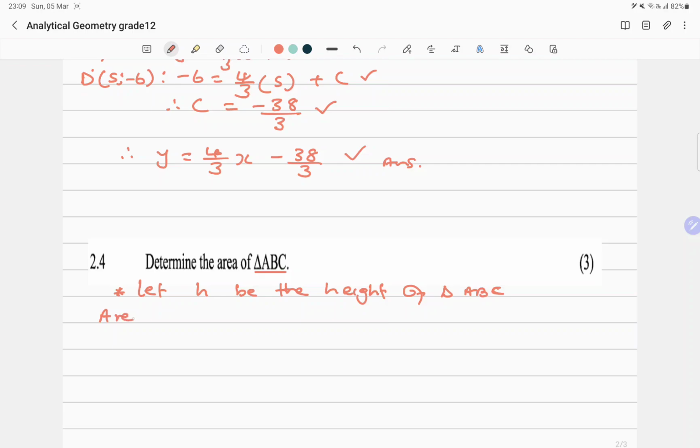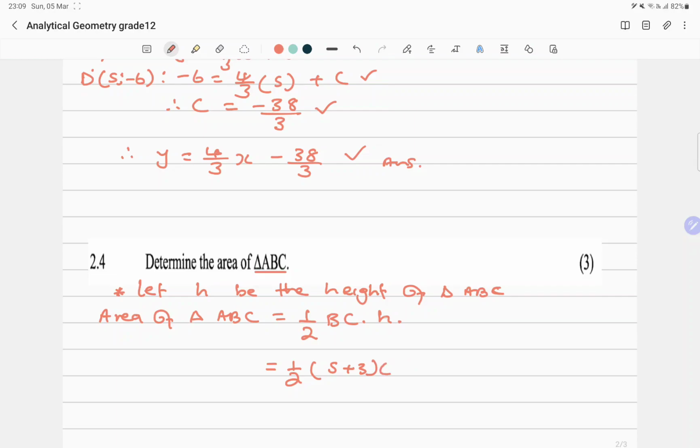Anyway, area of triangle ABC is going to be equal to half the basal side. We're going to take BC times H, the perpendicular height we just introduced. Then this is going to be equal to half into BC, which is 5 minus 3. It becomes plus 3. It's a horizontal line, so you just take the difference of those x values.